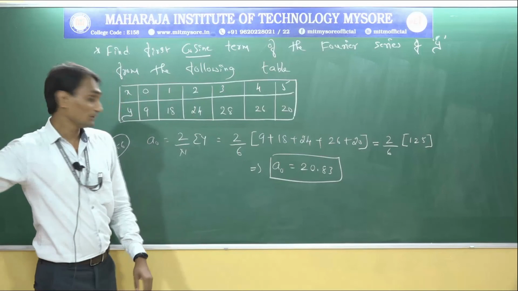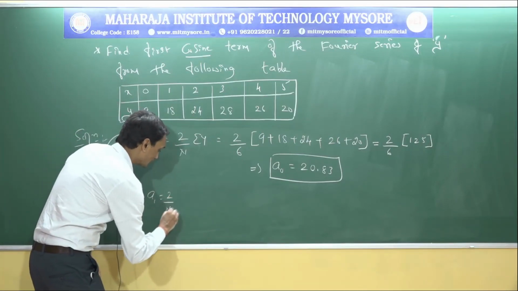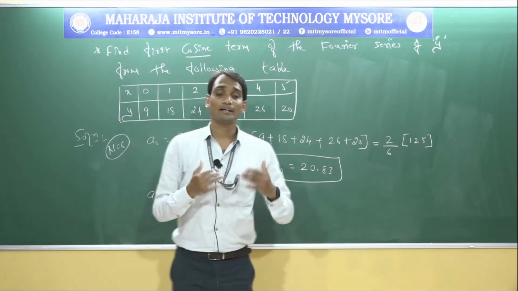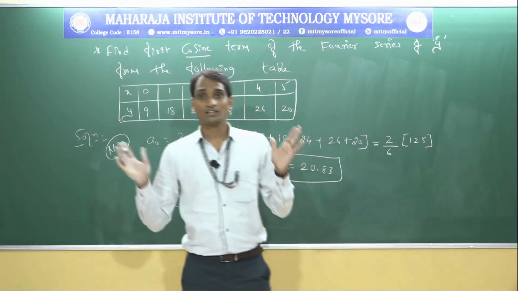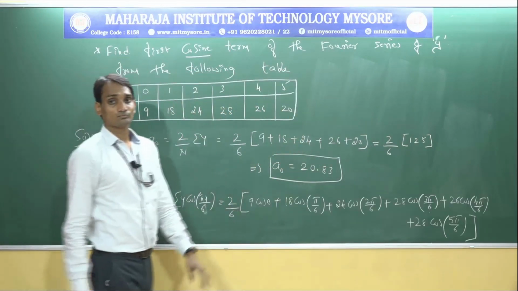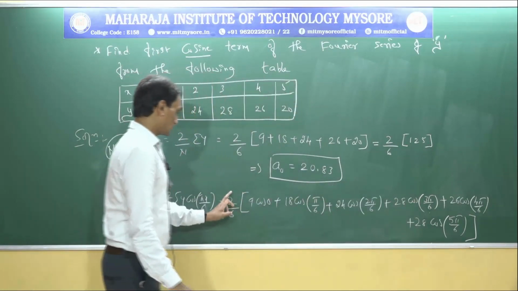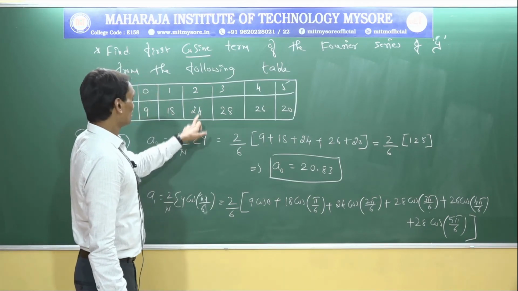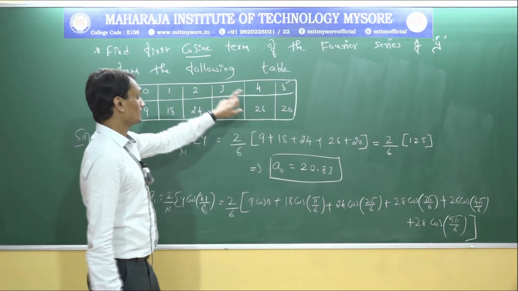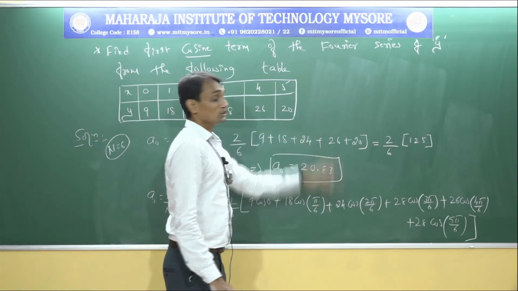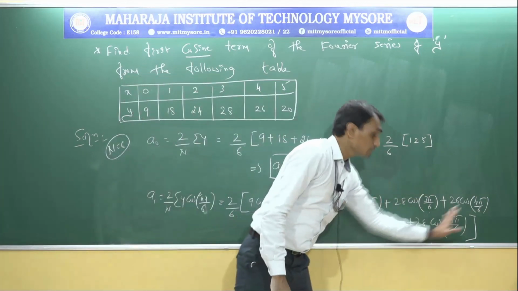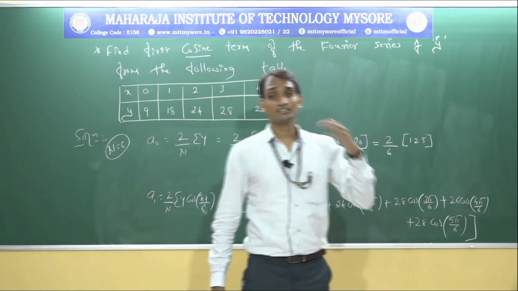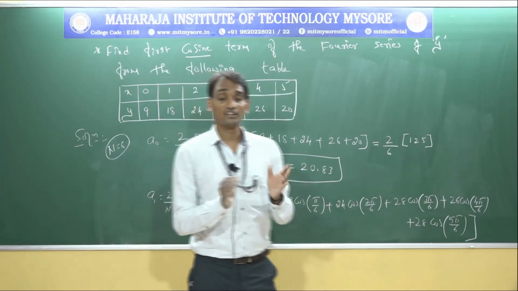Now the second one, the a1 value. a1 equal to 2 by n into summation of y into cos pi x by 6. The y and x values we need to substitute, then adding all those values. The same way I substituted all the values, that is 2 by 6 into 9 into cos 0 plus 18 into cos pi by 6, 24 into cos 2 pi by 6, 28 into cos 3 pi by 6, 26 into cos 4 pi by 6, 20 into cos 5 pi by 6. Similarly, you calculate all these values in Calc, keep it in radian form, substitute pi itself, calculate the values in Calc, then add all the values.